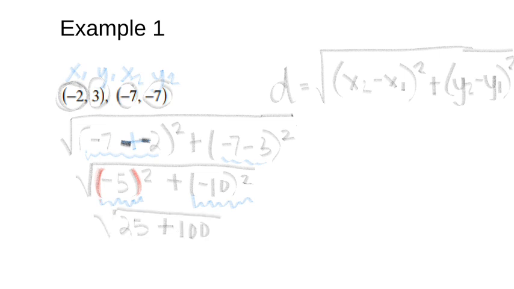And of course that's all still in the square root. So 25 plus 100, that's all we have left to do, is 125, and that's still inside the square root. If you put that in the calculator, you will get about 11.1803 and so on. So if you're told to leave it as a decimal, that would be your answer.